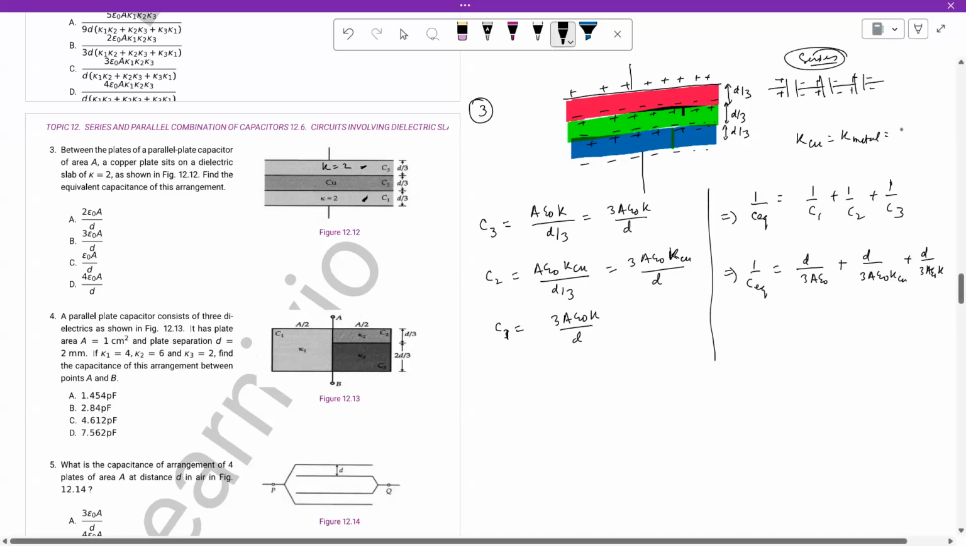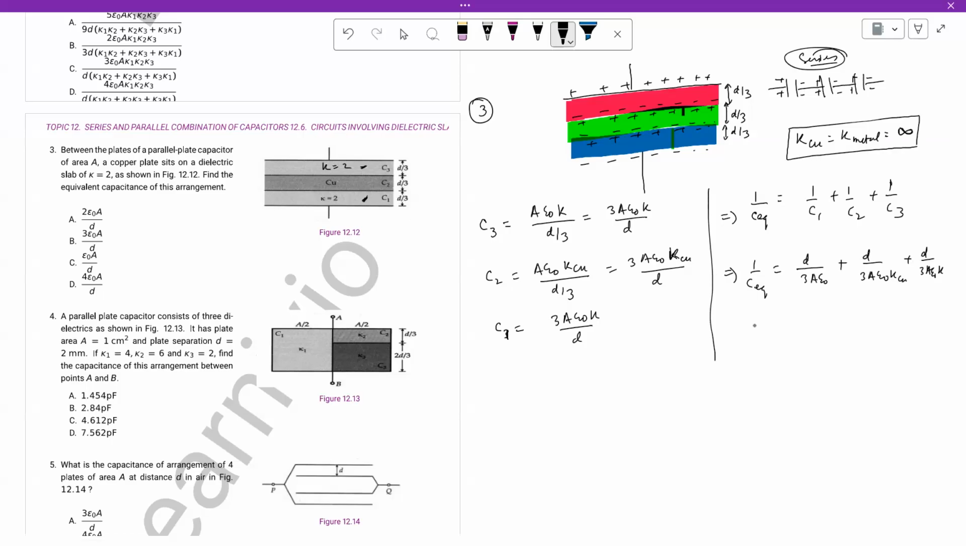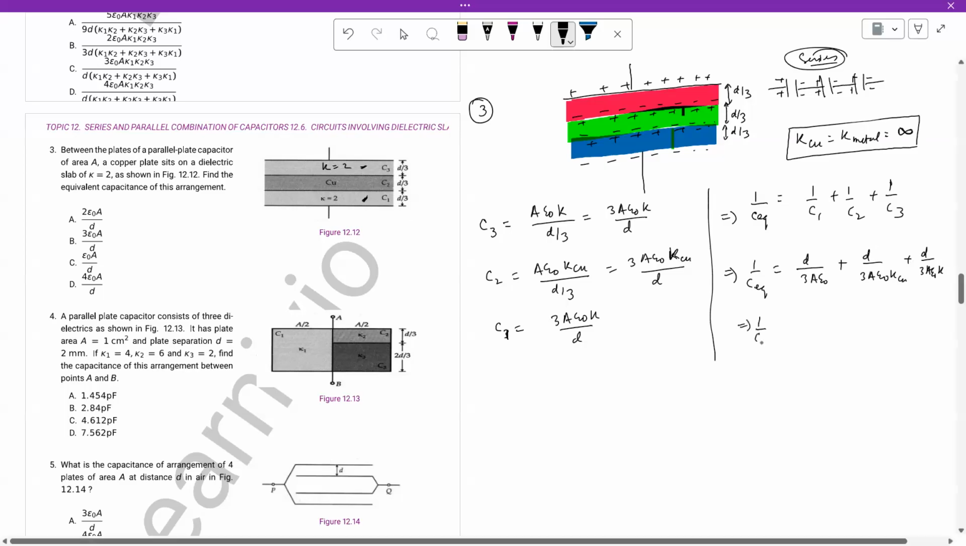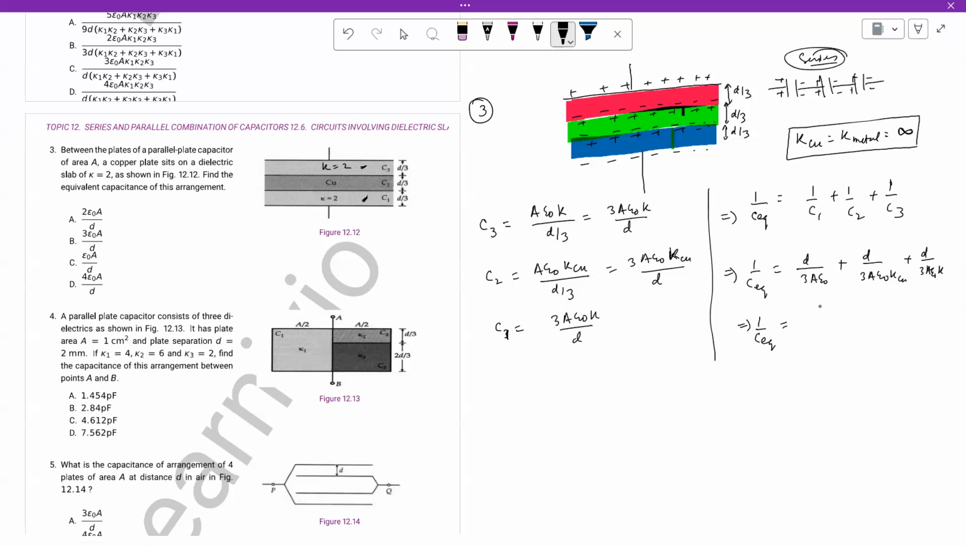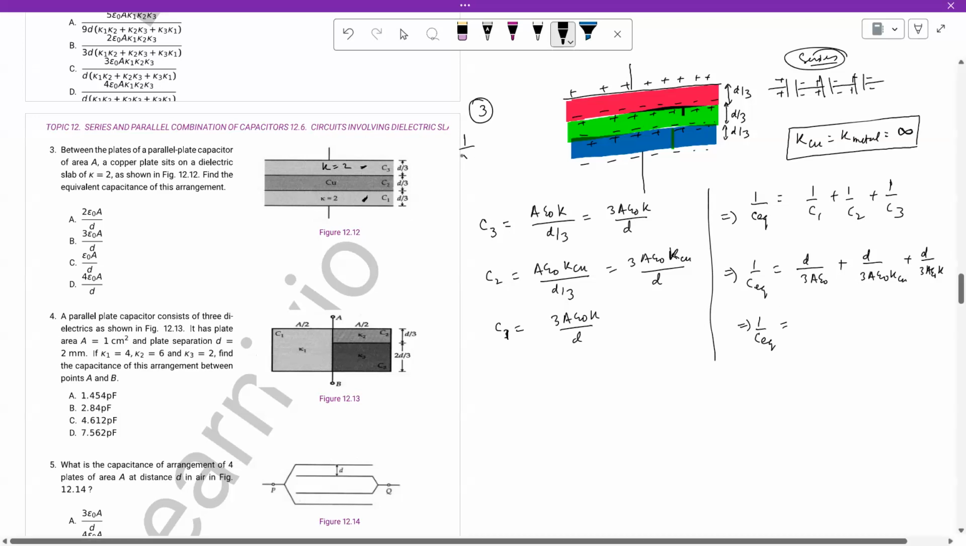Infinity, right? Yes, metal has infinite dielectric constant. So this thing is something by infinity. Something by infinity is how much?